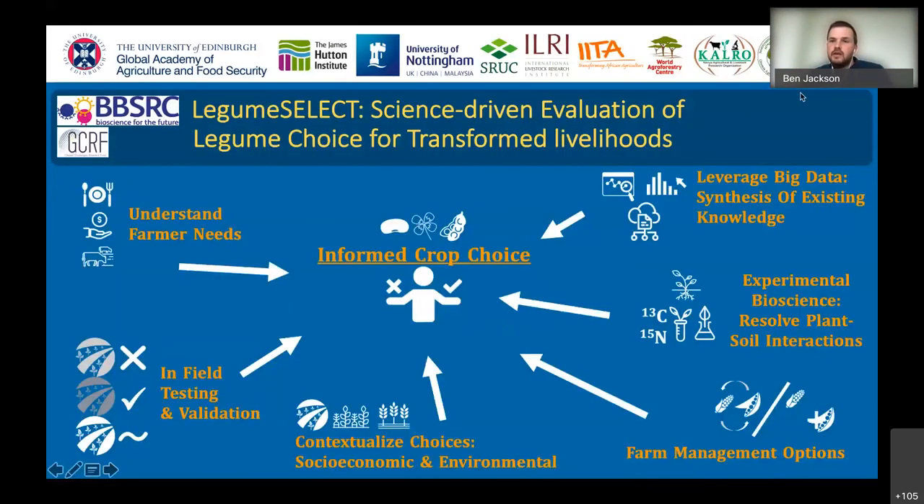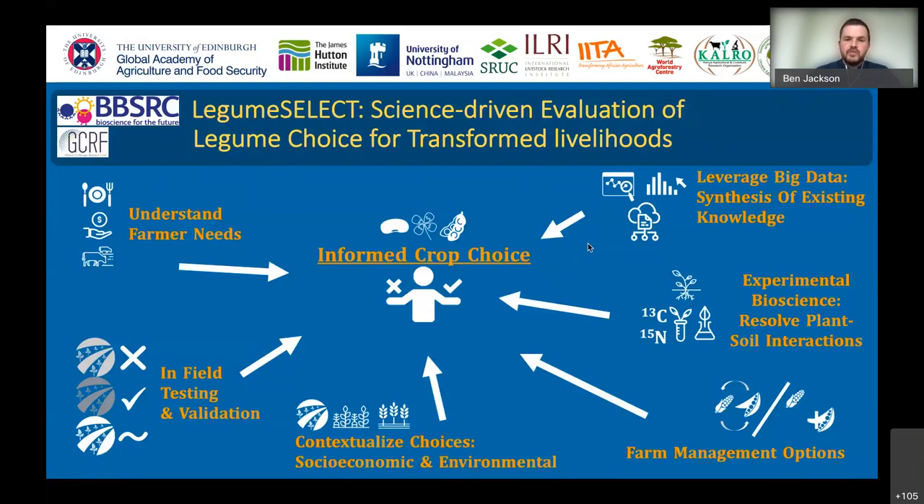Then staying in Africa and in smallholder farming systems, I'll now spend a little bit more time talking about the project that I'm currently involved in, which is the Legume Select project. And this is, again, a follow-on project that attempts to ameliorate a decision support tool called the Legume Choice tool to help smallholder farmers make informed crop choices. So the concept behind this is that legumes have long been touted as potential key crops for sustainable intensification of smallholder farming in systems that are inherently low input because of socioeconomic conditions.